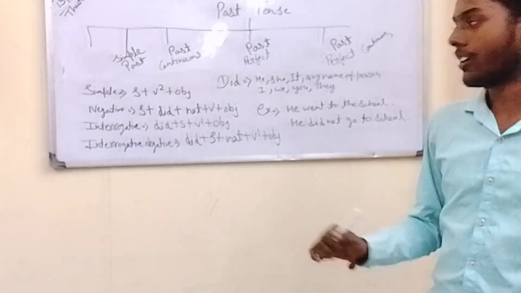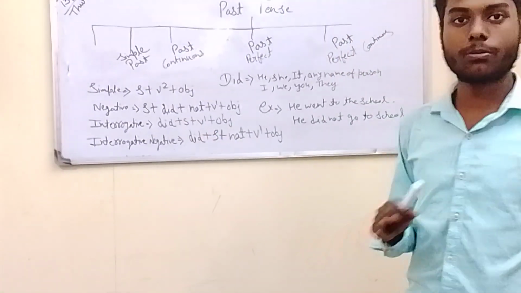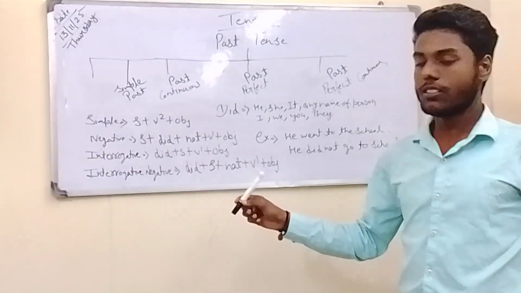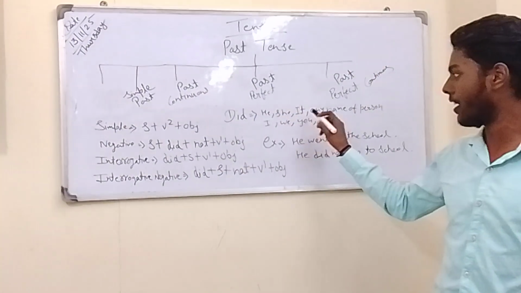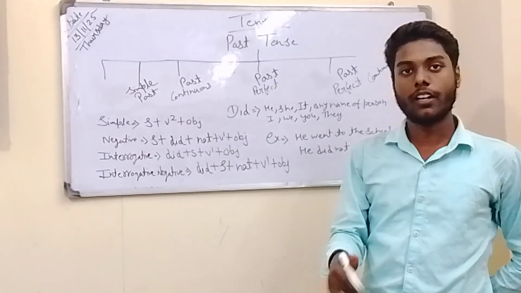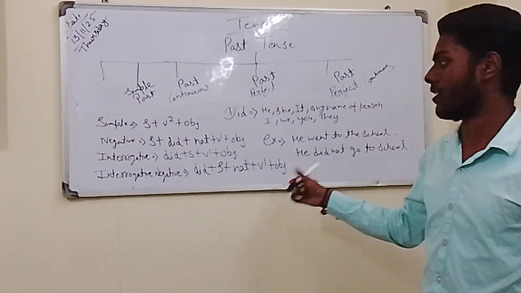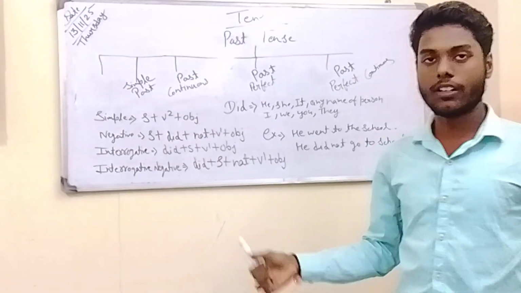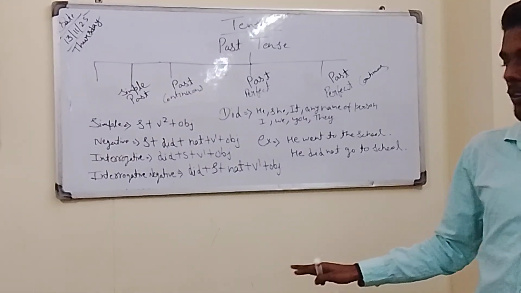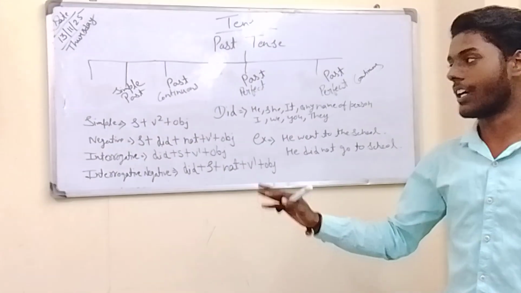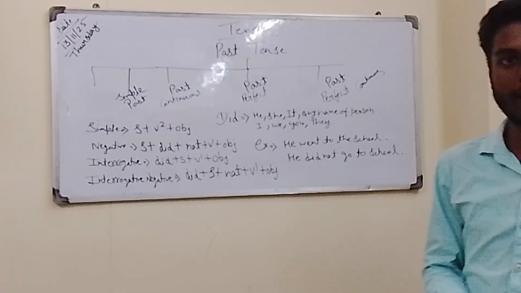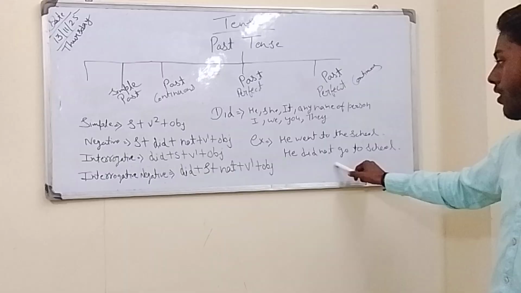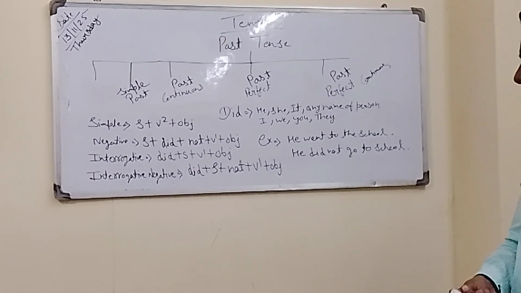In negative, only did will come: subject plus did plus not plus verb first form plus object. And in simple past, did is used with he, she, it, any name of a person, I, we, you, they, which means did is used with all subjects. So here we use: He did not go to the school. This means in a negative sentence the verb is in first form, while in a positive sentence the verb is in second form. So there is an example: He did not go to school.